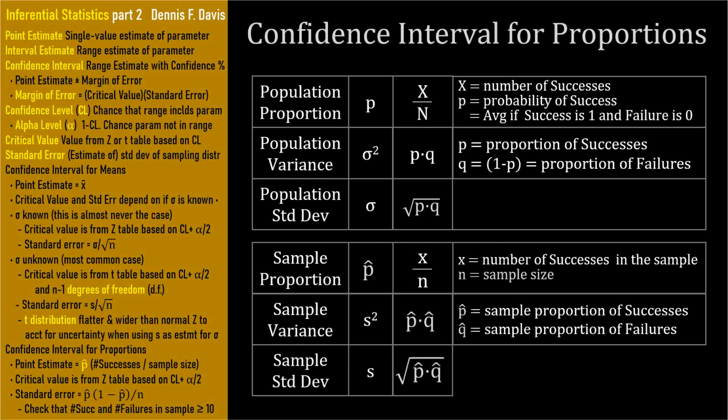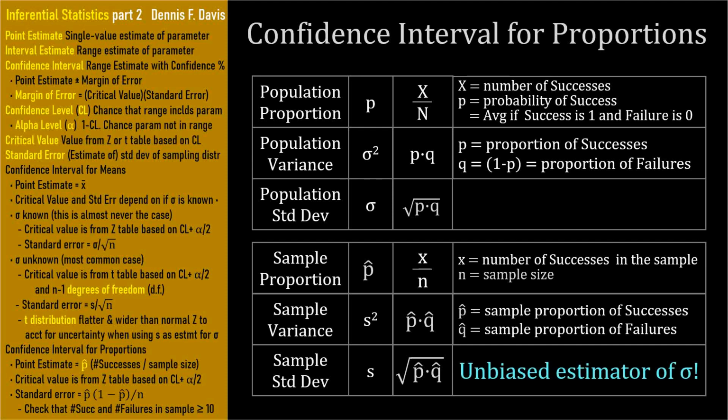The sample standard deviation, lowercase s, is the square root of p hat times q hat. Here's a very important point about the standard deviation of the proportion of the sample. It's an unbiased estimator of the population standard deviation, sigma. This is different than the standard deviation of the mean of a sample, which is biased. P hat times q hat is an unbiased estimator of p times q. This will come up in a moment.